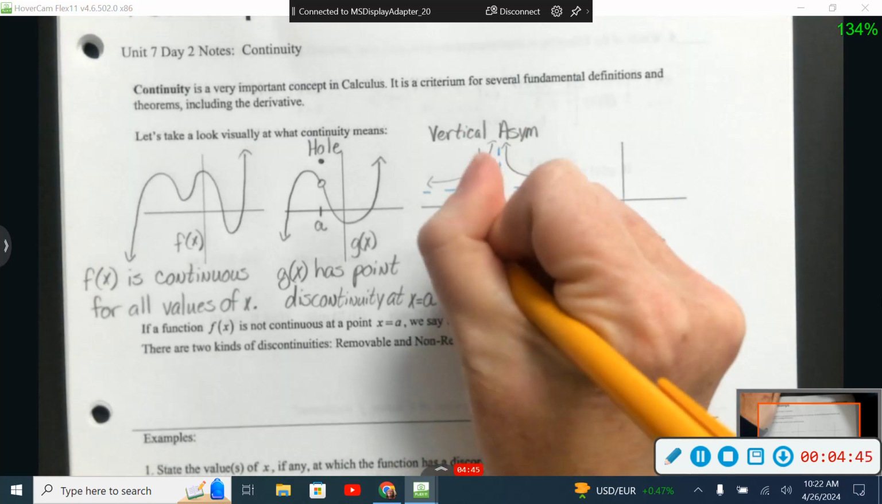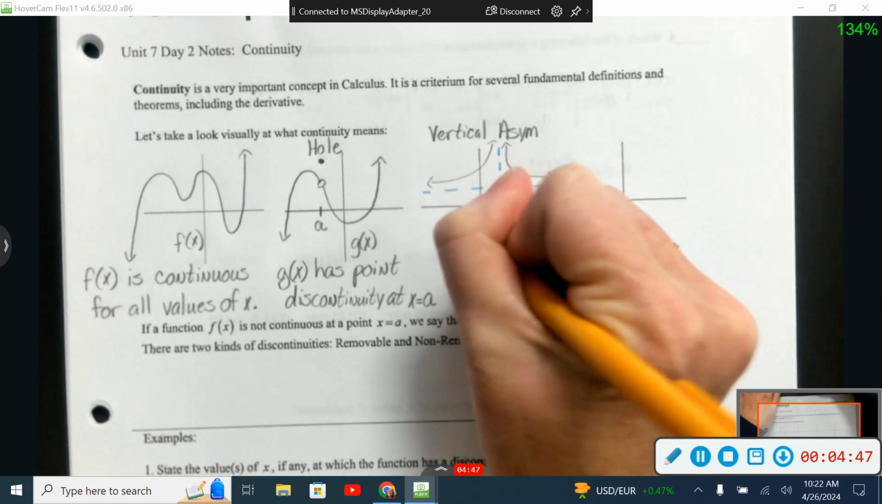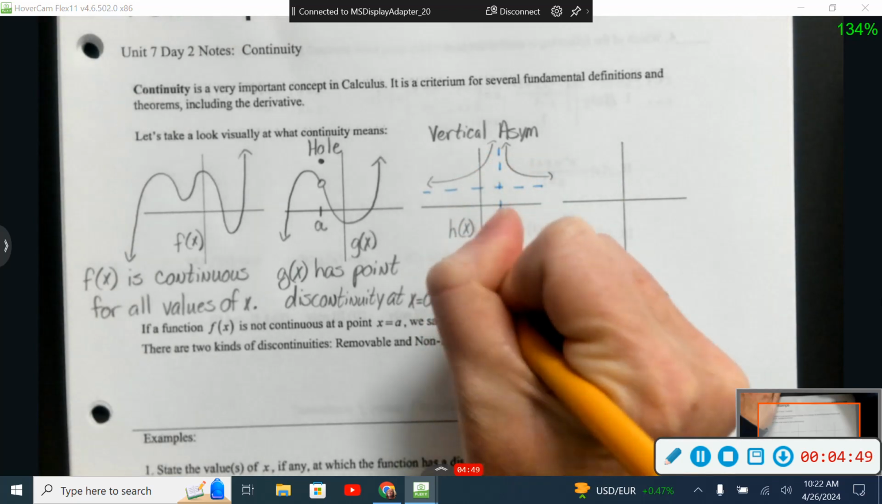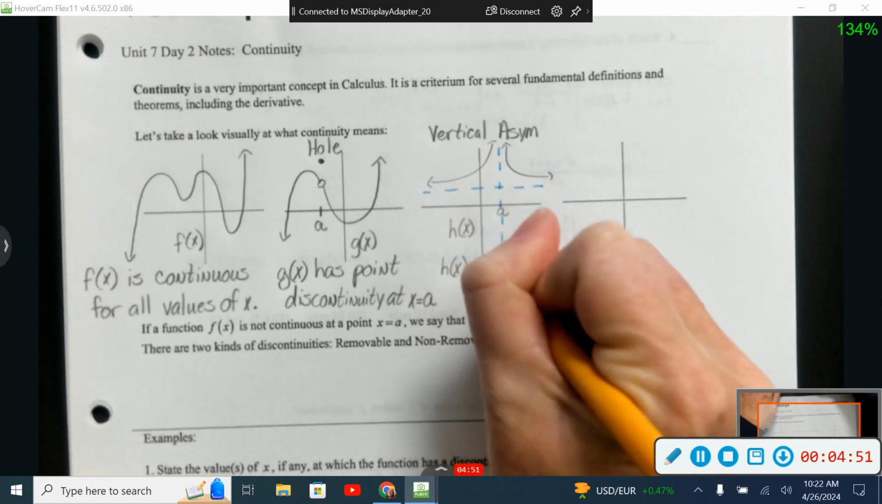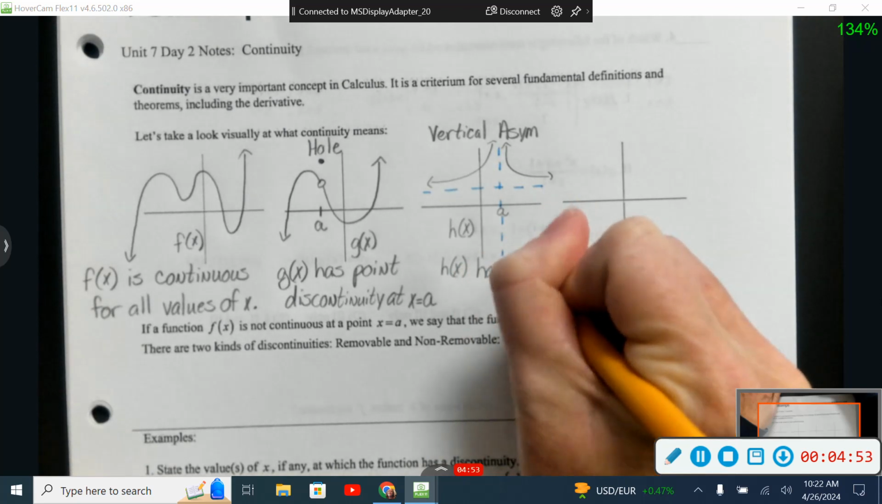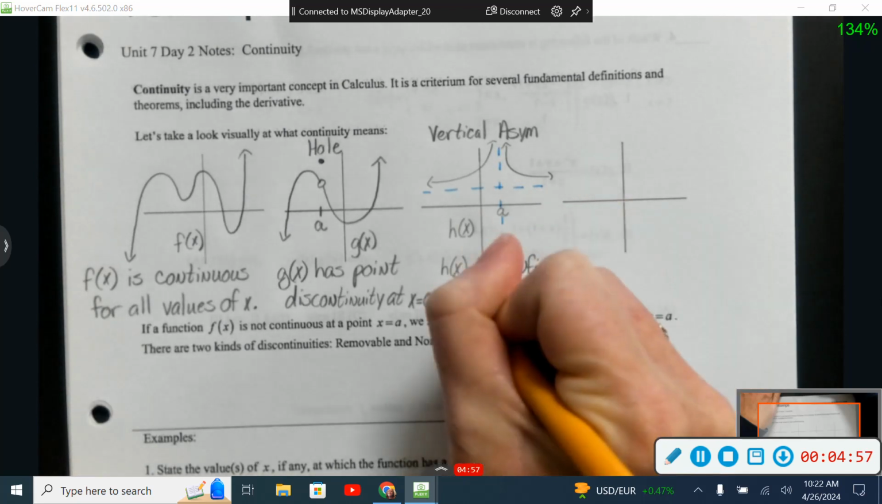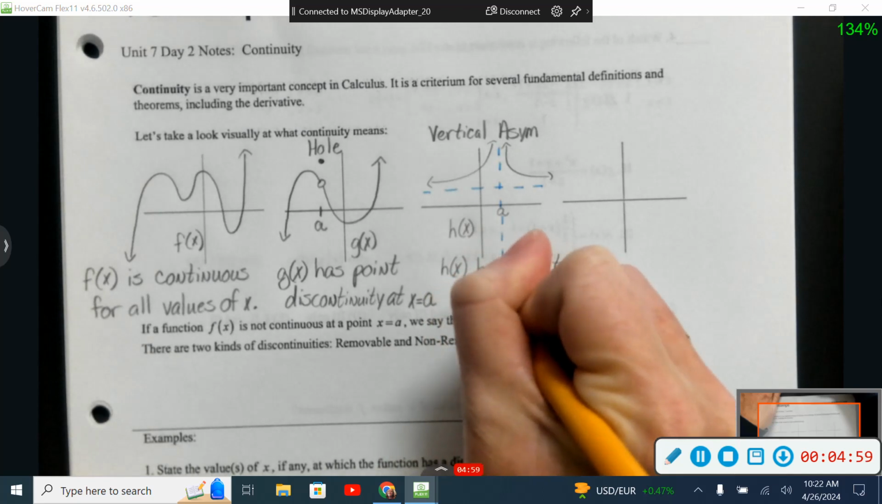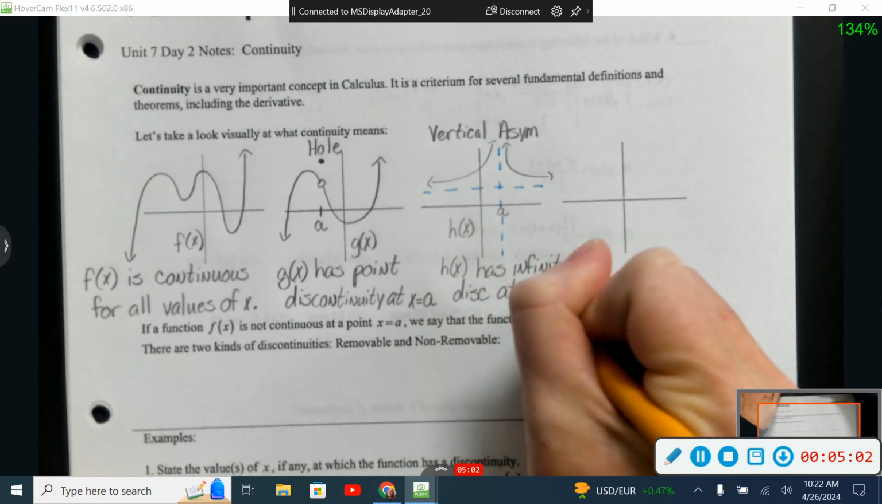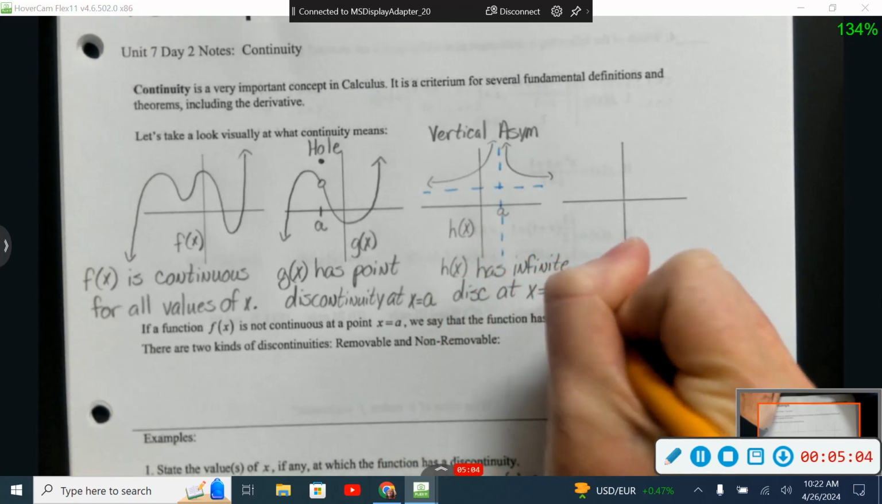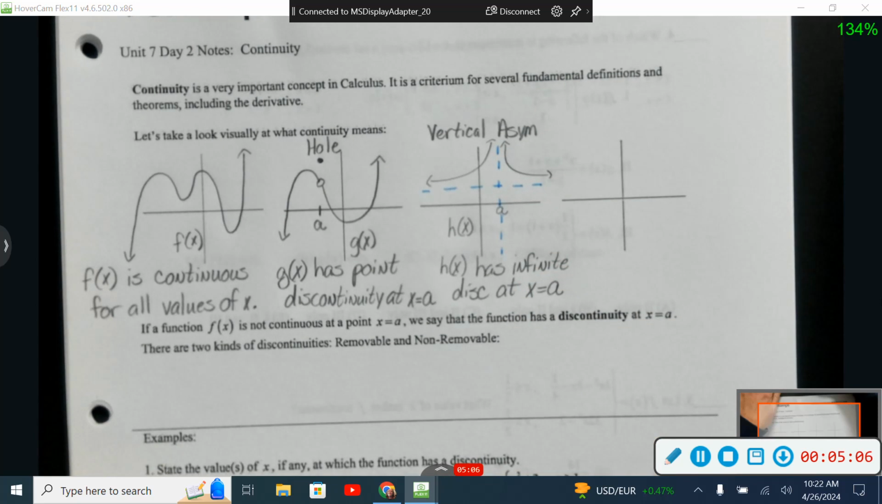I'm going to call this graph h of x so I can talk about it, and I'm going to say that h of x has what we call an infinite discontinuity at x equals a. So if you see a vertical asymptote, you're talking about what we call infinite discontinuity.